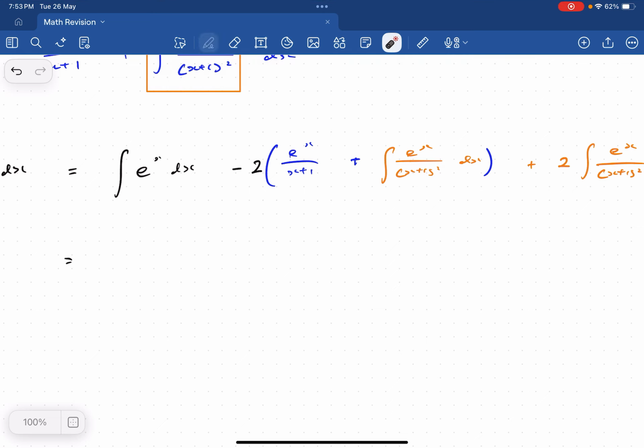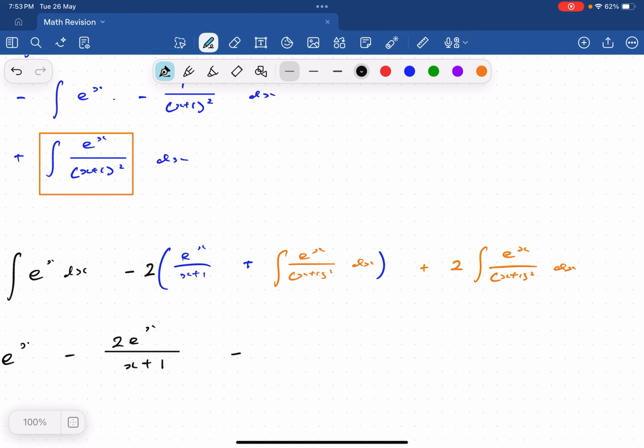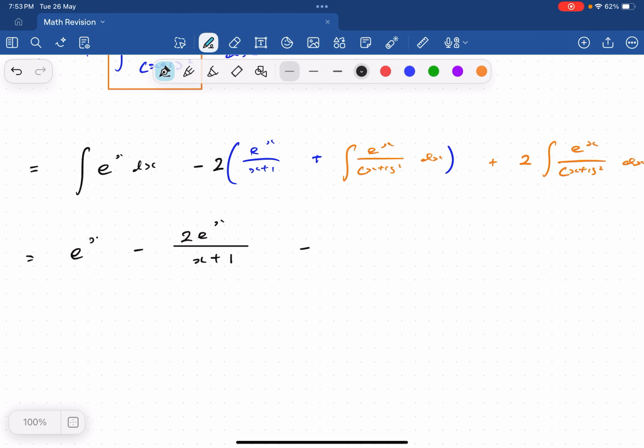Integrate e^x with respect to x is obviously just e^x, correct? And then this is going to be minus 2 e^x over x plus 1. Minus, oh no, I'm sorry, this one is minus 2 of this orange one. This one is plus 2 of this orange one. So this and this is going to cancel. So all I'm going to have is just this.